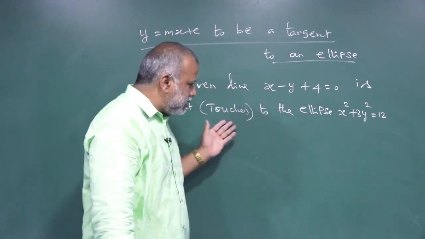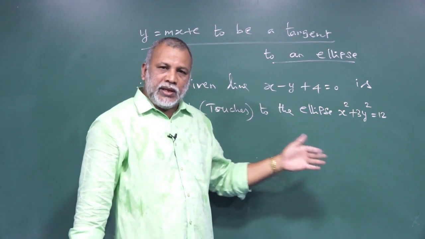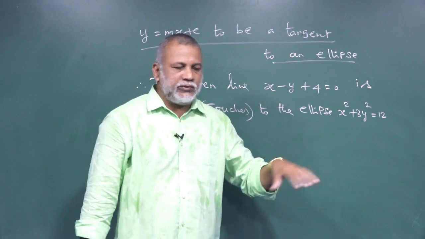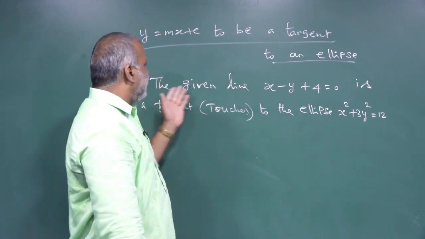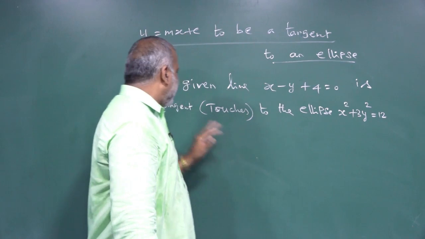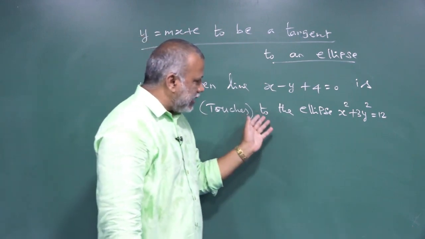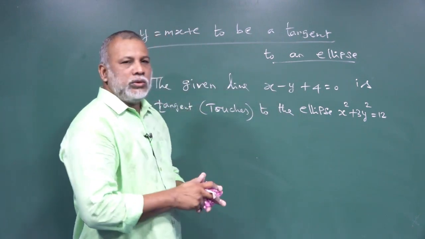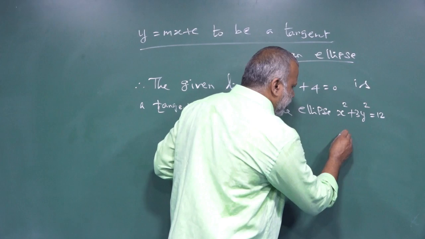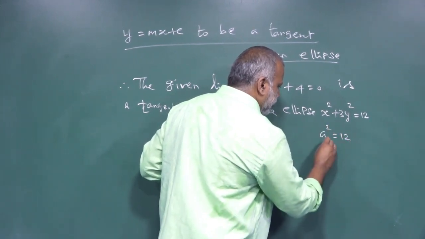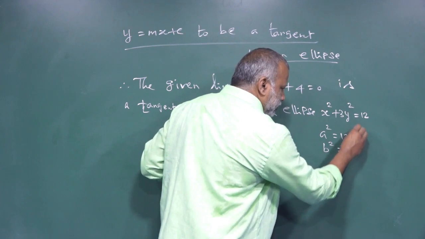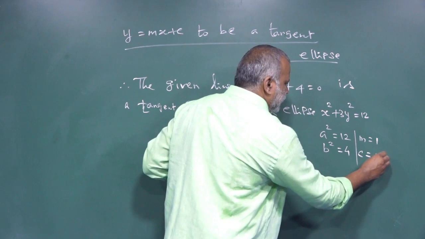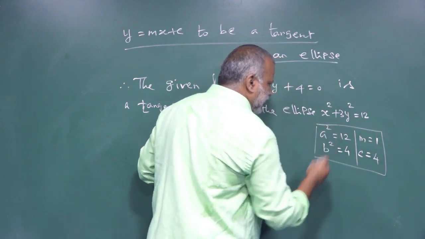Show that means we are able to work out the results 1 and 2. From that, the LHS result is c squared equal to the RHS result a squared m squared plus b squared. Therefore we are able to say the conclusion: the given line x minus y plus 4 equal to 0 is a tangent, tangent is nothing but touches, the ellipse x squared plus 3y squared equal to 12. Now we need one more. What are the required things already we worked out? a squared equal to 12, b squared equal to 4, then value of m equal to 1, c equal to 4. All these results we already worked out.